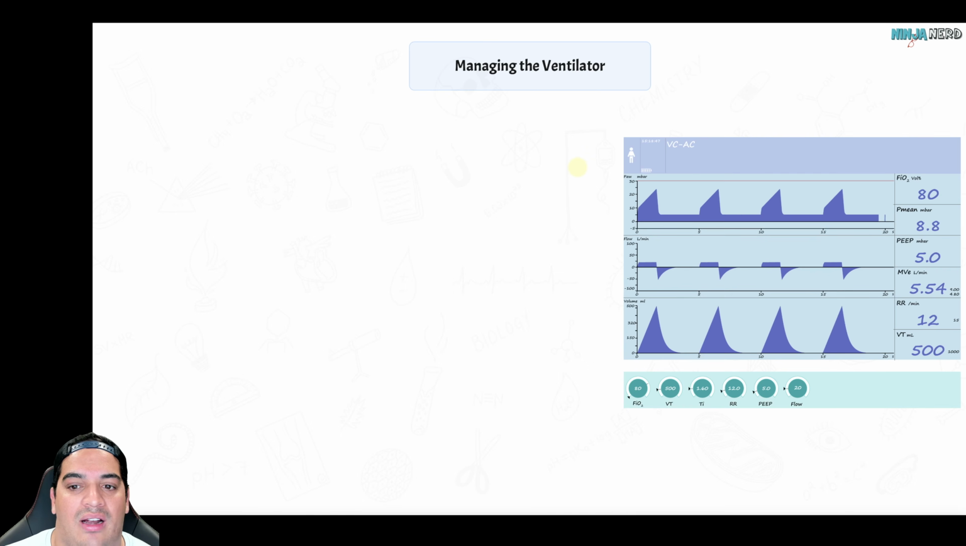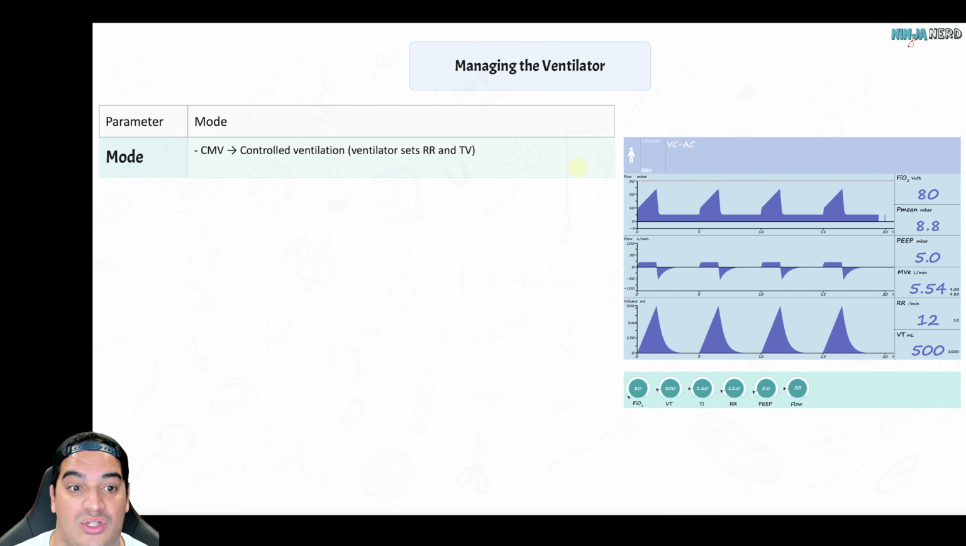If I have a patient on the ventilator, how the heck am I supposed to know how to manage them? Well, the first thing you want to know is what's the mode that we have the patient in. Are they in what's called CMV, or controlled ventilation? So this is a mechanical ventilation strategy where we actually set the respiratory rate that we want for the patient to have, and we set the amount of tidal volume, the volume that we want to deliver into the lungs. This is usually good for a patient who is not taking spontaneous breaths.